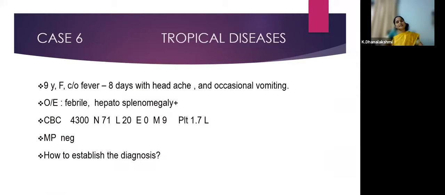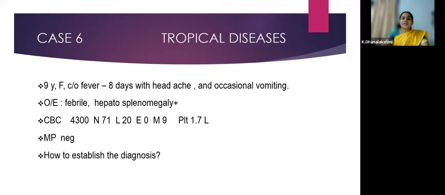So respiratory diseases are over. Let us come to tropical diseases, what we commonly see. First case scenario: a 9-year-old child with a fever of 8 days duration with headache and occasional vomiting. On examination, the child is febrile and has a moderate splenomegaly. The counts are totally normal: 4,300 with neutrophils 71%, eosinophils 0, platelets 1.7 lakhs, and the malarial smear is negative. So here you make a probable diagnosis of query enteric, query viral, or query scrub typhus.